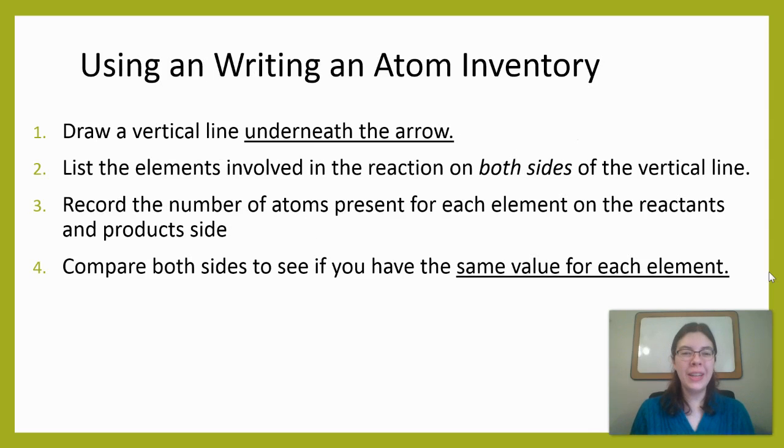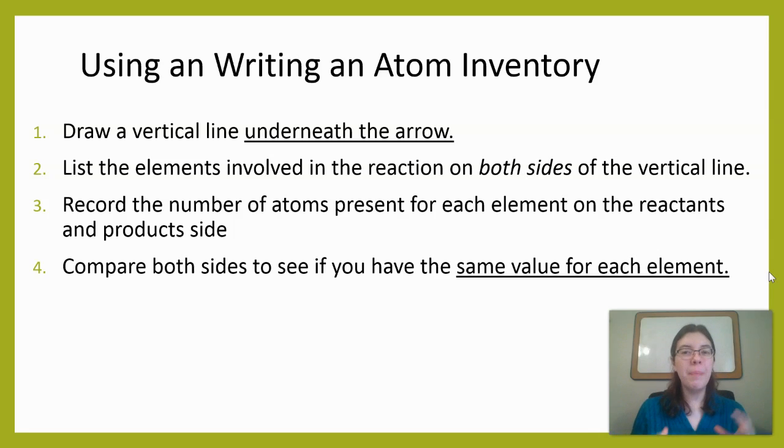Okay, so when you are using an atom inventory, there's a couple different steps involved. The first one is you're going to draw a vertical line directly underneath the arrow of your chemical equation. Then you're going to list the elements involved in the reaction on both sides of that vertical line. And a little tip here, make sure you list them in the same order on the left and the right-hand side, because that makes it so much easier when we go to compare. Once we have the elements listed, we're then going to look at our equation and count up the number of atoms we have on the left-hand side and record that value, and then count up the number on the right-hand side and record that value.